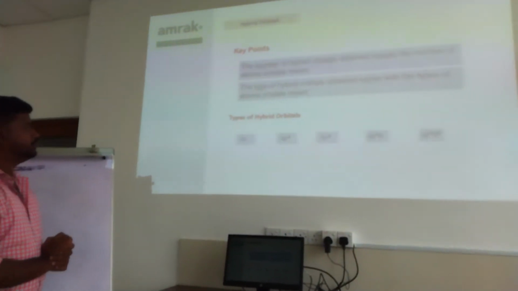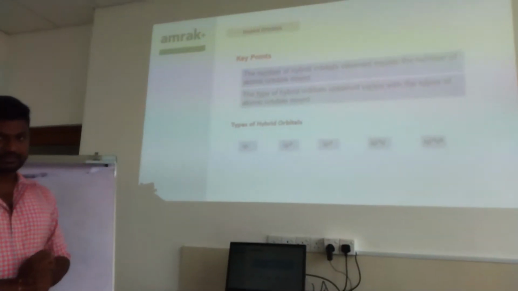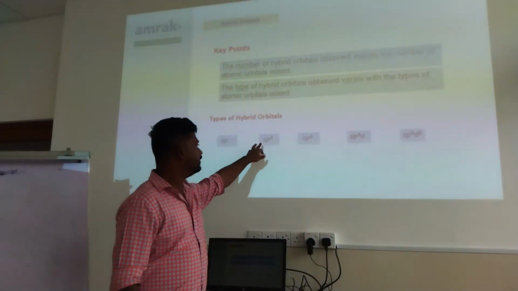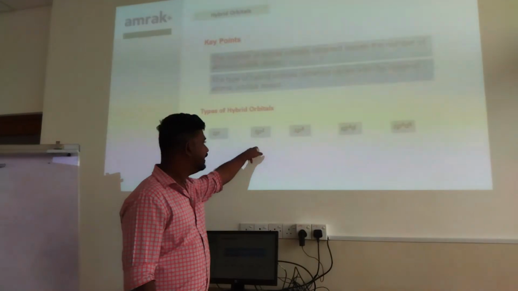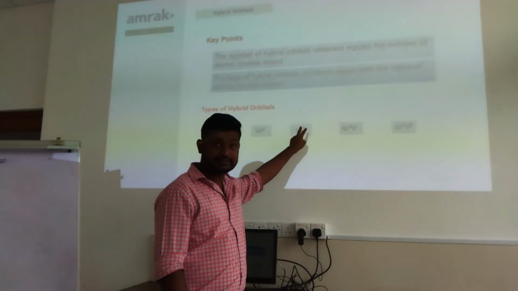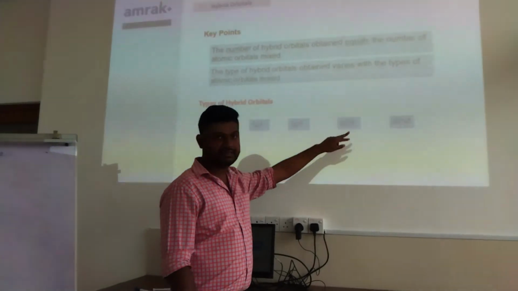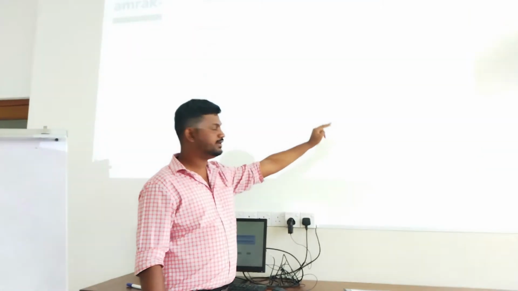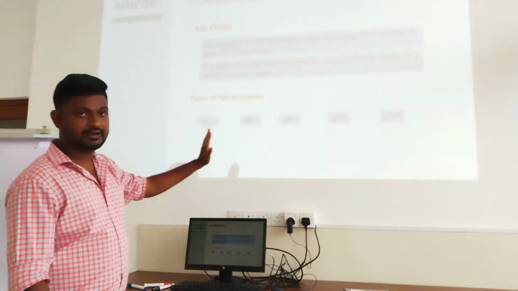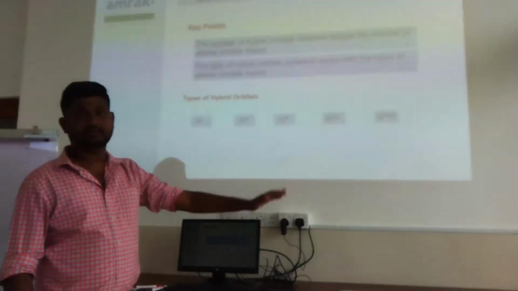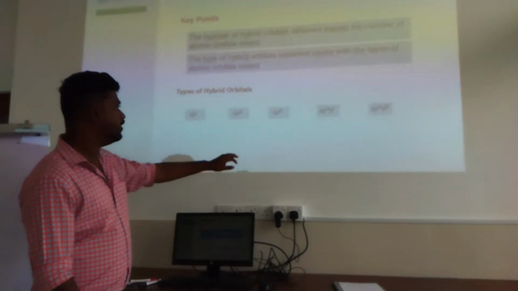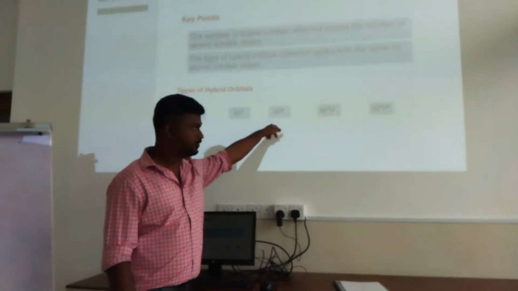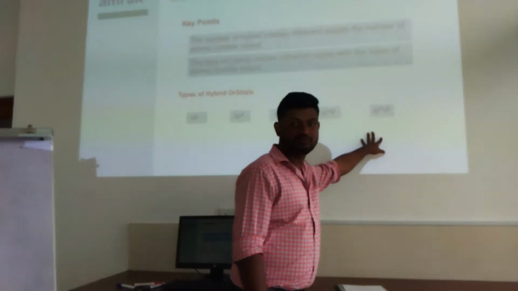So types of hybrid orbitals: sp2. sp2 means what? 1 s and 2 p orbitals. sp3 is 1 s and 3 p orbitals. sp3d is 1 s, 3 p orbitals, and 1 d orbital. sp3d2, right, means 1 s, 3 p orbitals, and then 2 d orbitals. How many hybrid orbitals are formed when sp3 hybridization occurs? 4. How many are present in sp3d2 forms? 6. Right?